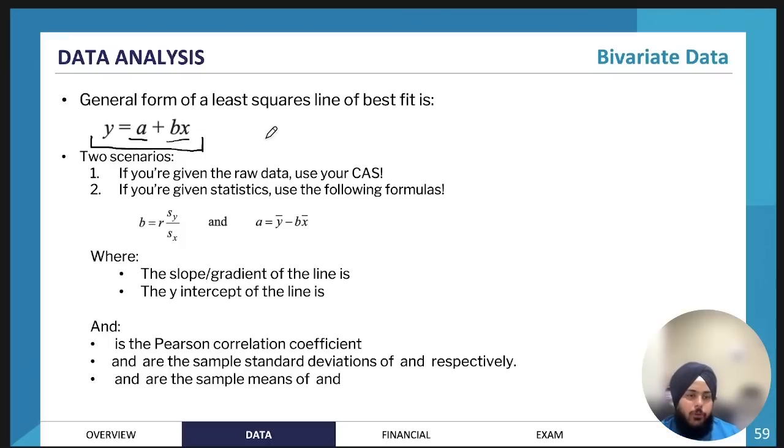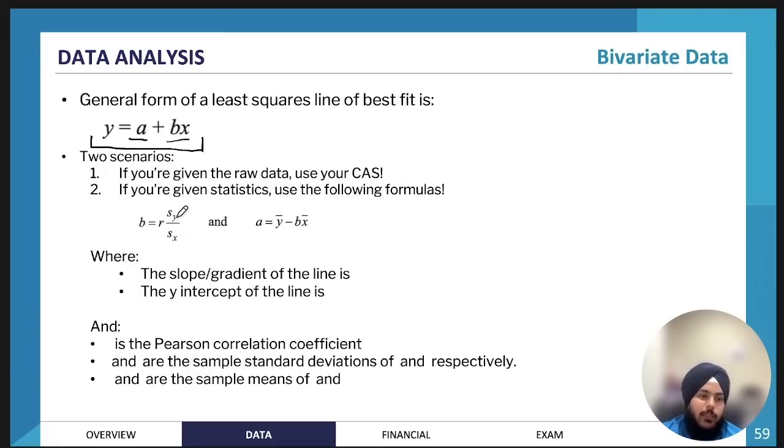Usually what will happen in questions is you'll be given raw data. So you'll be given x variables and you'll be given y variables. And from there, you can put that data onto your calculator and your calculator will spit out these a and b values. Alternatively, you might be given certain descriptive statistics.